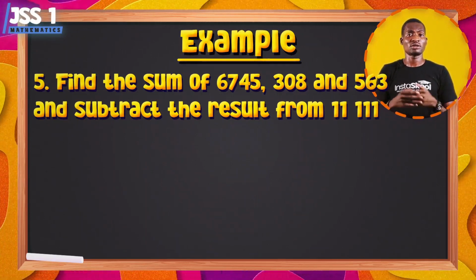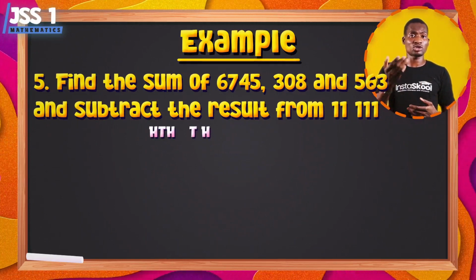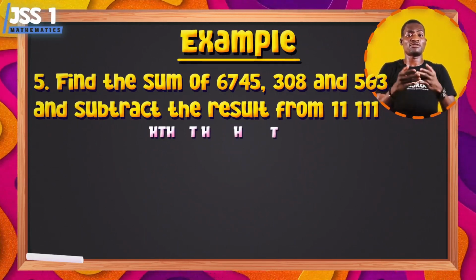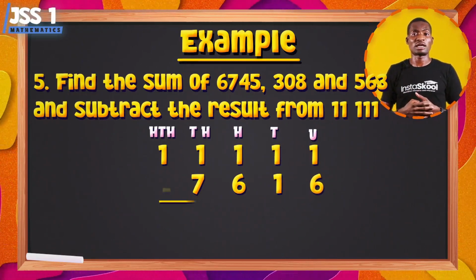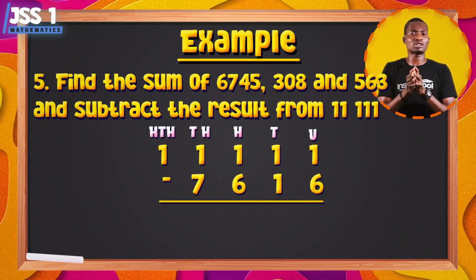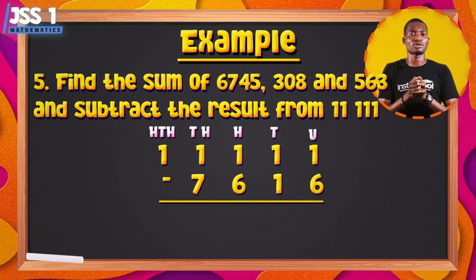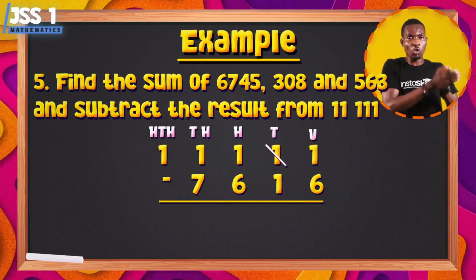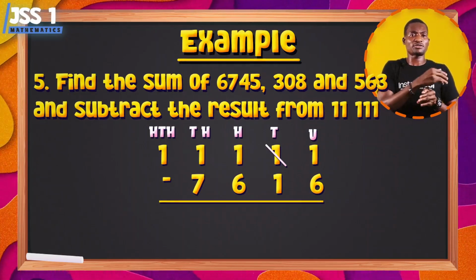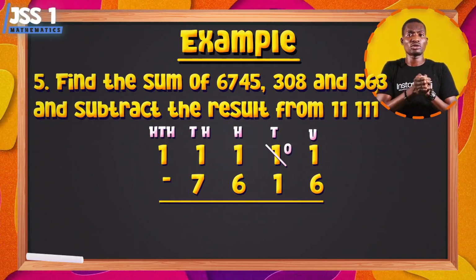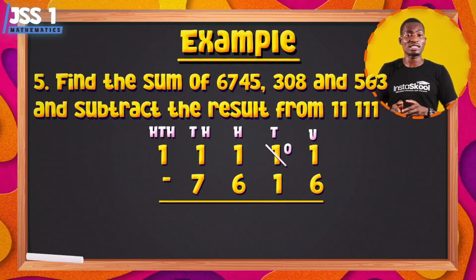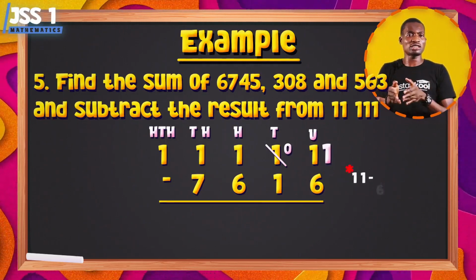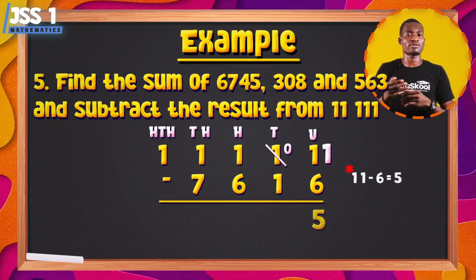11,111. Write out the place value, 1,000, 100, tens, and unit, and then fill it in accordingly. That's right, you fill it that way. 1 cannot minus 6 comfortably. So you take 1 from the next one beside it. The one you've taken from there will make that one become 0. So when you add 1 to the next one, that gives you 1 and 1, which is what? 11. So 11 minus 6 now gives you 5.